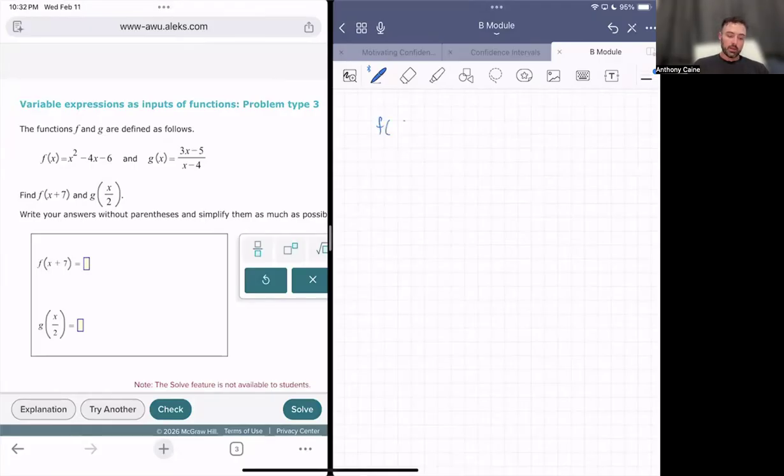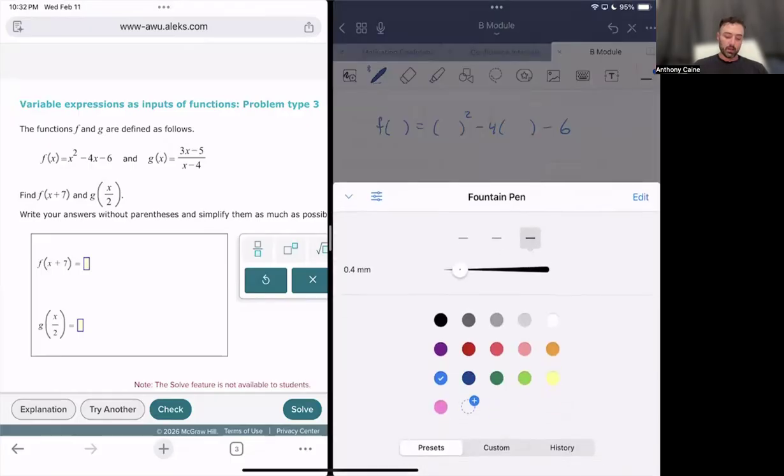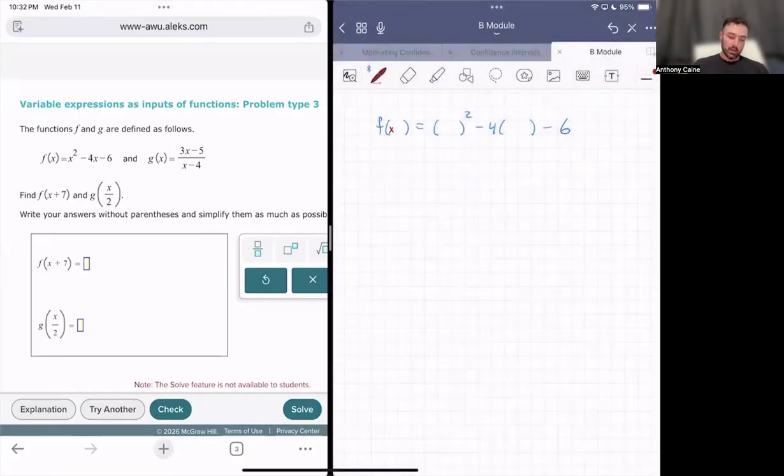What f does to its input is it squares it, multiplies it by 4, and then it takes away 6. It does all this, right? So it doesn't matter what I input. So if what I input is x plus 7, then I have to do x plus 7 squared, x plus 7 here. And now in some sense, this is done. This is what f of x plus 7 is, but they don't want you to write that. They want you to actually FOIL and figure out what this is.